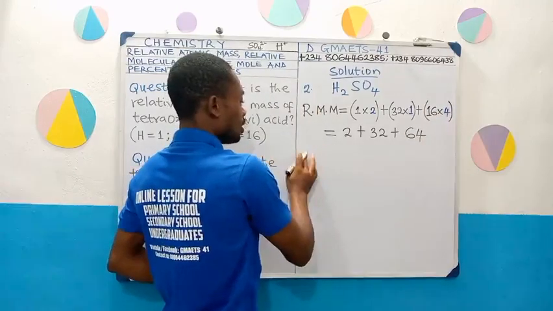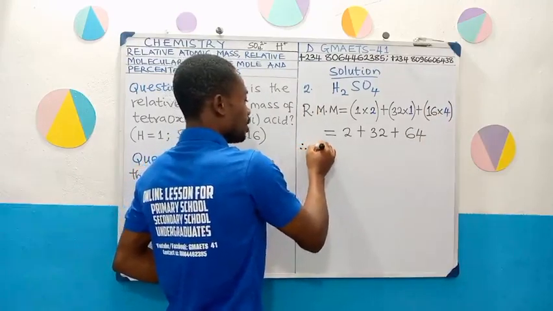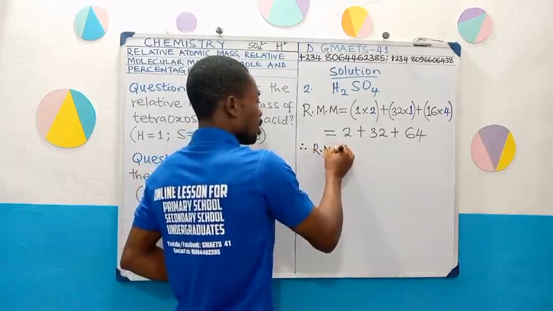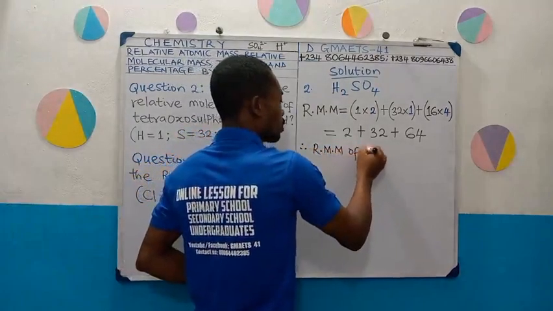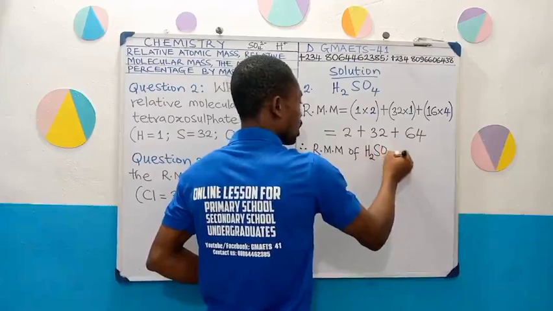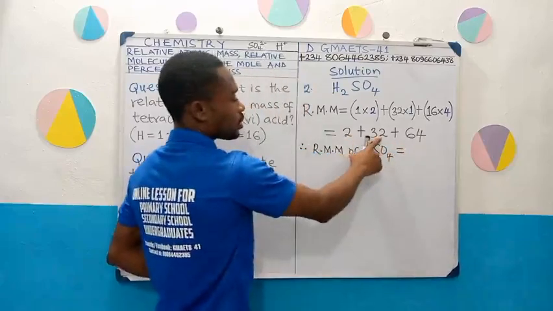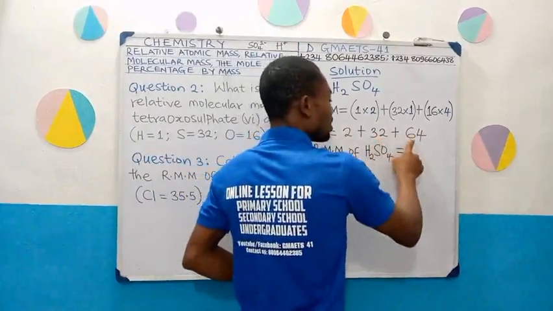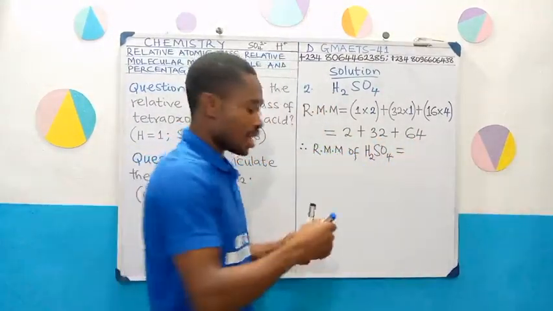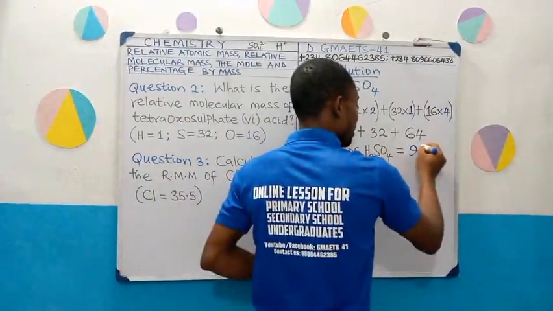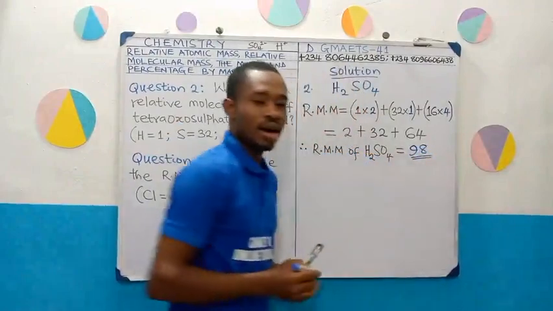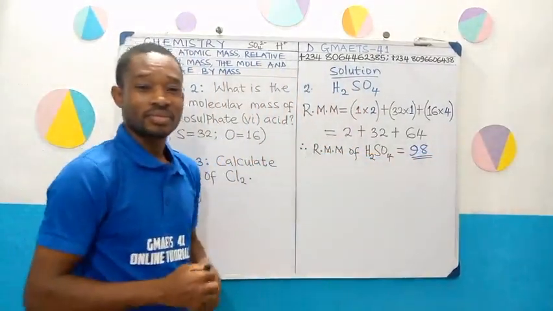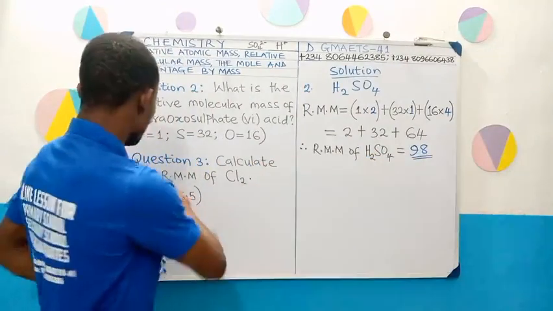So if you work out this, therefore, the relative molecular mass of tetraoxosulfate 6, H2SO4, will be equal to 2 plus 32 will give us 34. 34 plus 64 will give us 98. So I'm going to put 98, and that is our answer. Very simple, right? Let us move on to the second one.